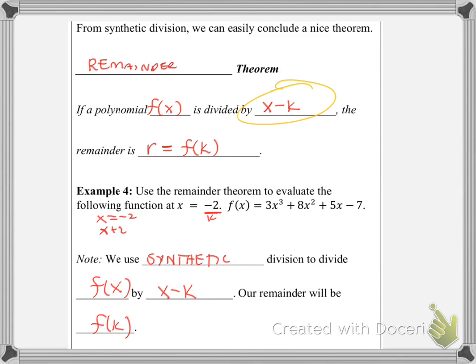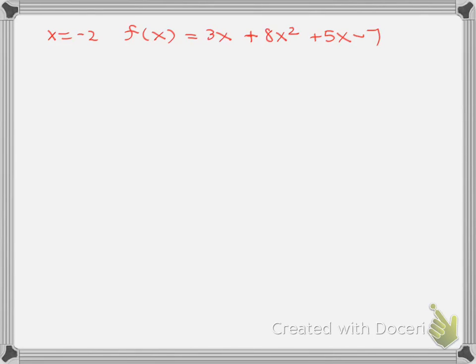So let's look at this. Okay, and so we set up our synthetic division. All right, so it's sort of the flip of long division, right? The bar is sort of flipped. We look at the coefficients of our polynomial. Okay, and I'm sorry, I forgot to put, that should be 3x cubed, right? So 3, 8, 5, negative 7, right?